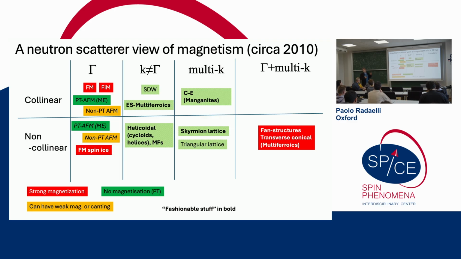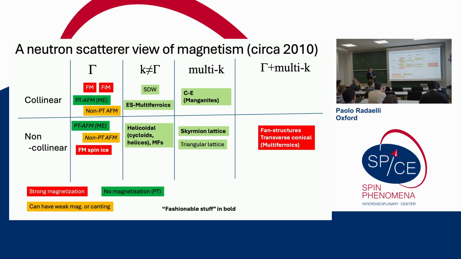The way a neutron scatterer classifies magnets is generally based, first of all, on the propagation vectors, because this is what helps you find the peaks, right? If you don't know the propagation vector, you don't know where to look for the Bragg peaks, or magnetic Bragg peaks. And then you start wondering about intensities and whether the magnet is collinear or non-collinear. And then you can have many cases. So you have gamma point structures. You can have single-k structures that are not at the gamma point. You can have multi-k structures, gamma plus multi-k. And on this axis, you can have collinear and non-collinear.